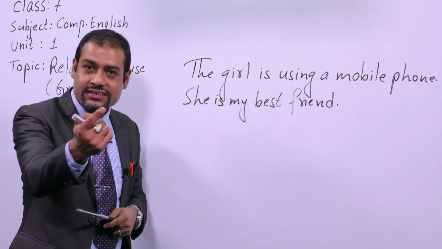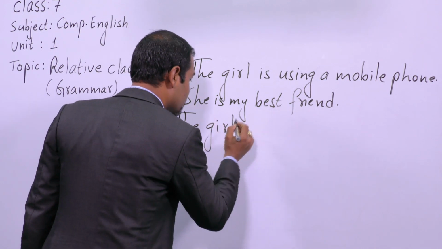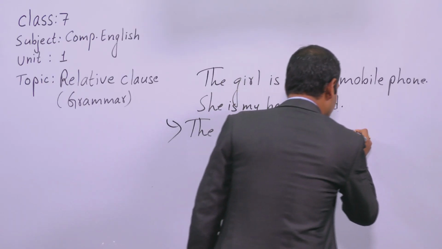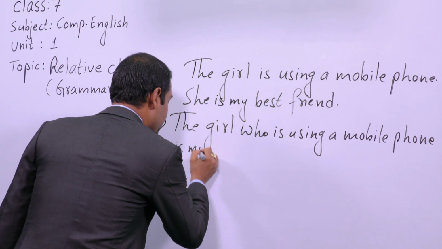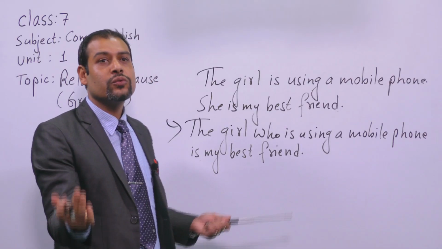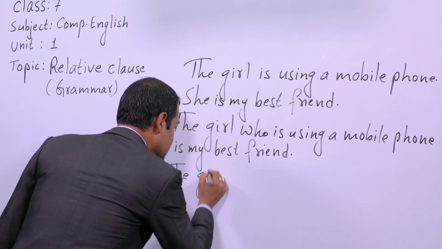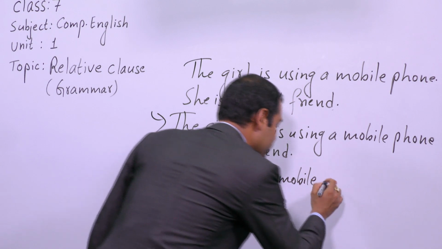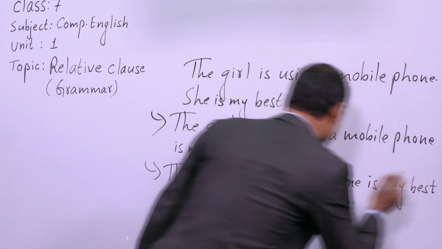And when we make one sentence from these two sentences, it becomes, see, I have already written there the girl. Please you also write down the girl who is using a mobile phone is my best friend. Or if you don't want to write down who, then your sentence should be the girl using a mobile phone is my best friend.